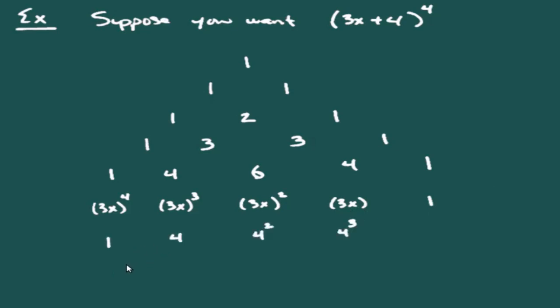But we are increasing the powers as we move from left to right. So we've got 1, 4, 4 squared, 4 cubed, and 4 to the 4th power. So again, taking each one of those, the last three rows that we put on there, we've got our coefficients, our 1, 4, 6, 4, 1. Then we've got our powers of the 3x decreasing as we move from left to right.